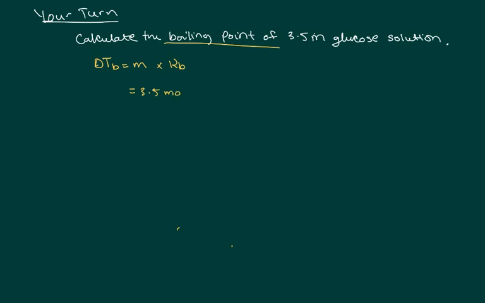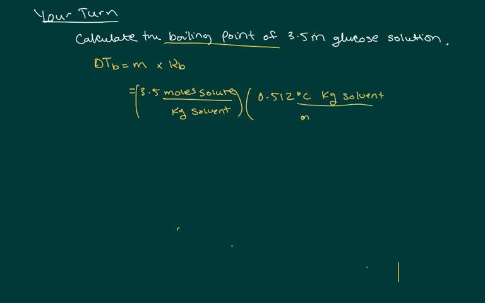So here we have 3.5 moles of solute per kilogram of solvent. And then we have 0.512 degrees Celsius kilograms of solvent over moles of solute. You see these cancel, and we're left with degrees Celsius. And so this gives us a value of 1.8 degrees Celsius.